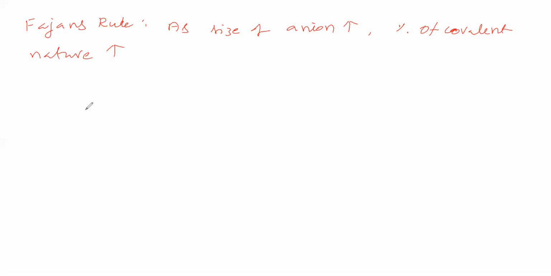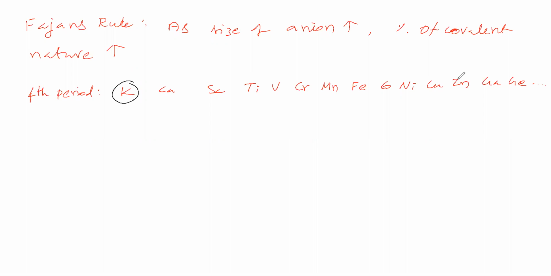Now we will take different types of cations. Now we will take the fourth period. In the fourth period, the elements are potassium, calcium, scandium, titanium, vanadium, chromium, manganese, iron, cobalt, nickel, copper, zinc, gallium, germanium, and so on. In this fourth period, we will take the element potassium and the element zinc.